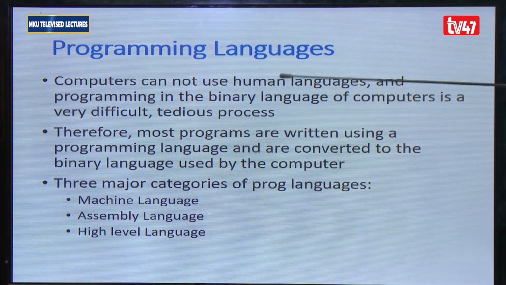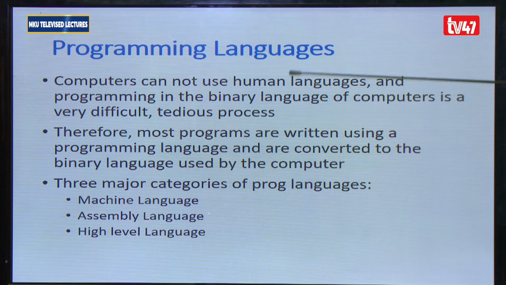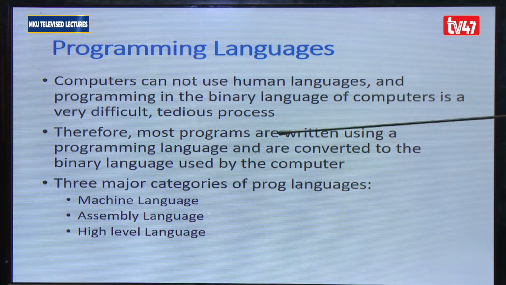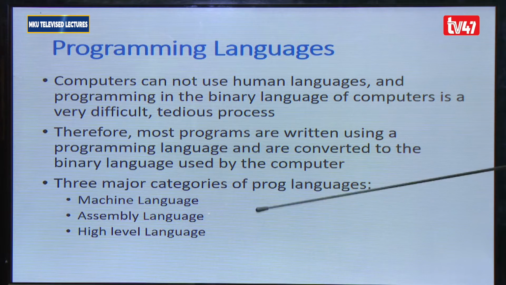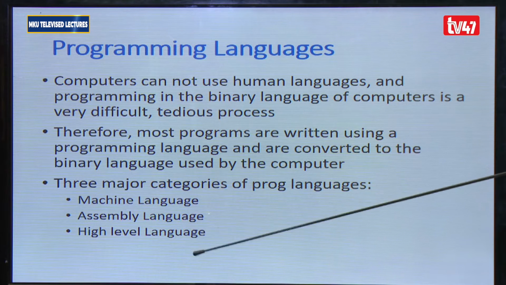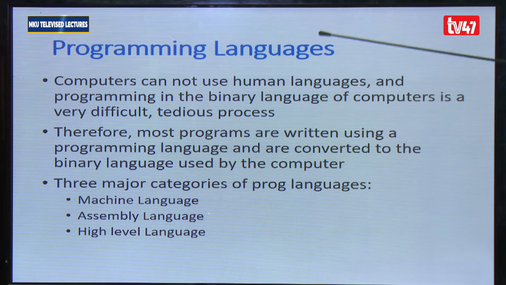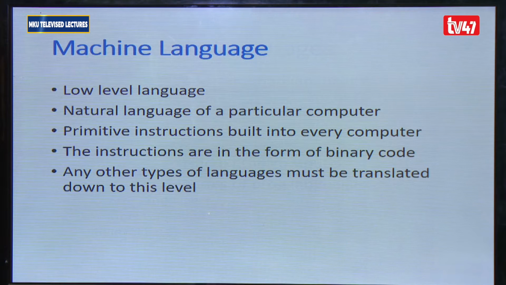So basically, as we have said, computers do not use human languages like English. Computers don't understand English the way we understand. The computer will understand zeros and ones. And that is why we need some translation somewhere, because we are going to be writing our programming instructions using a high-level language. So it is very important for us to understand machine language, assembly language, and high-level language, based on the evolution of programming languages.